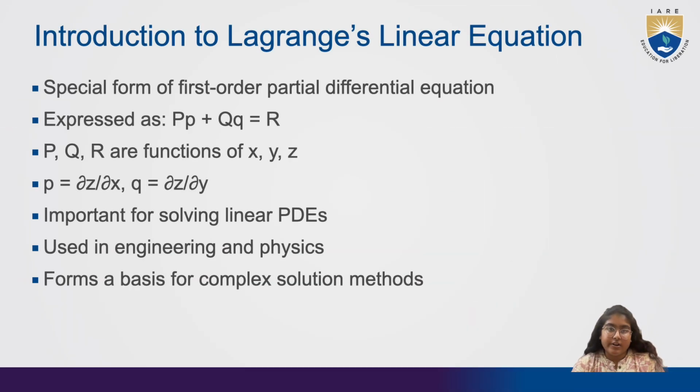Let's start by understanding what Lagrange's linear equation actually is. It's a first order partial differential equation, meaning it involves only the first derivatives of a function typically denoted by z with respect to two variables, usually x and y. It takes the form of capital P small p plus capital Q small q is equal to capital R, as you can see in the second point here, where capital P, capital Q and capital R are functions of x, y, and z, and small p, small q represent the partial derivatives of z with respect to x and y, respectively.